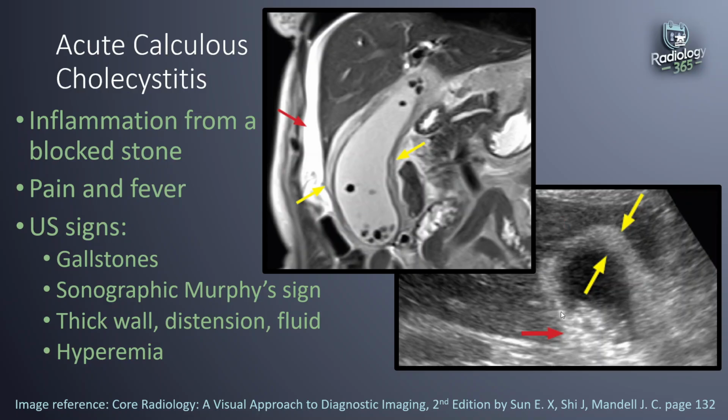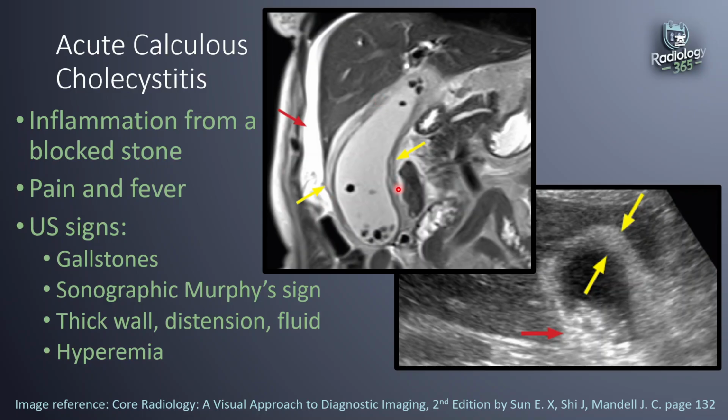So these images are cases of acute calculous cholecystitis. The first one is a coronal T2 MRI, and it shows gallbladder wall edema that's pointed to by the yellow arrows. We can see this changing signal of the gallbladder wall, showing some fluid accumulation within the walls.